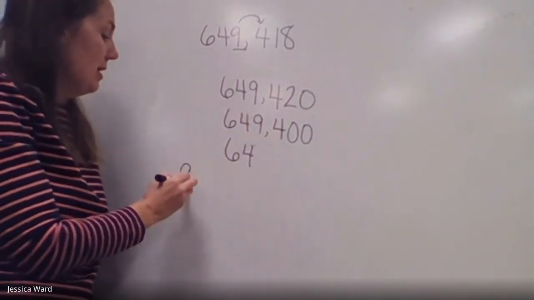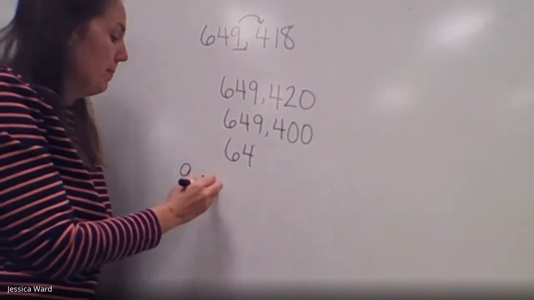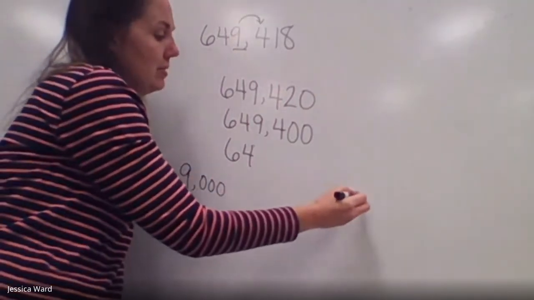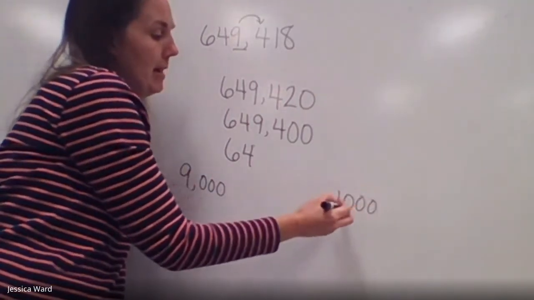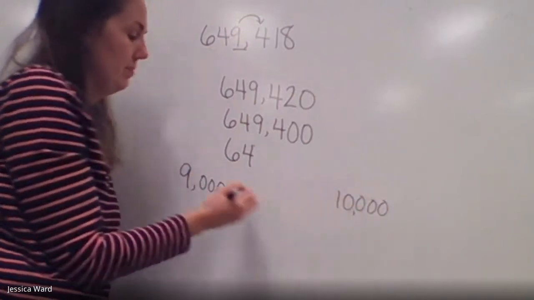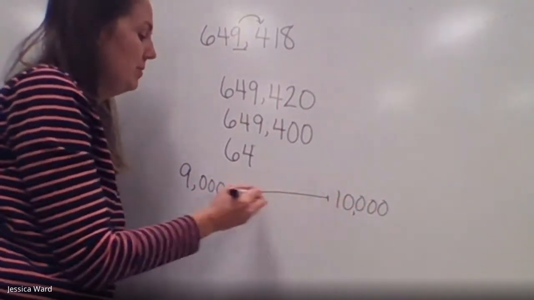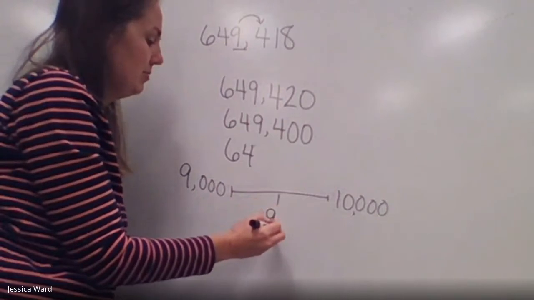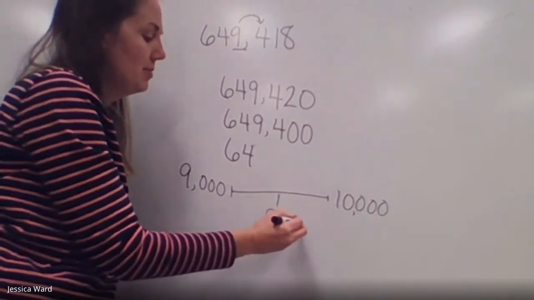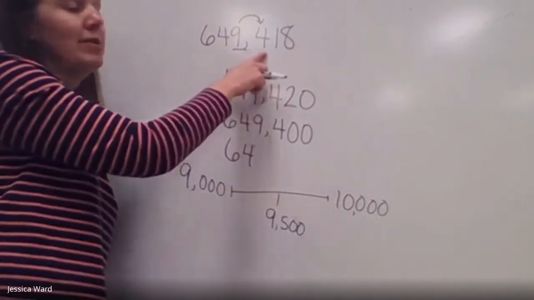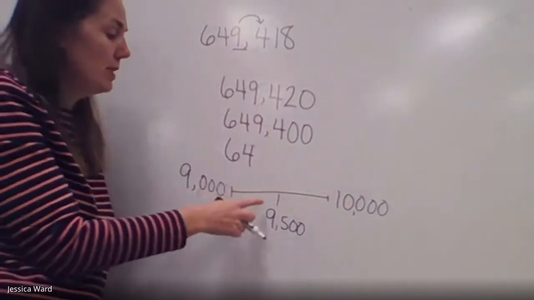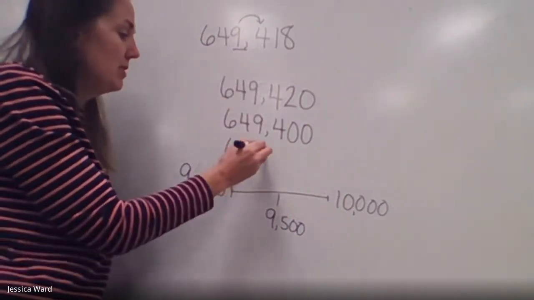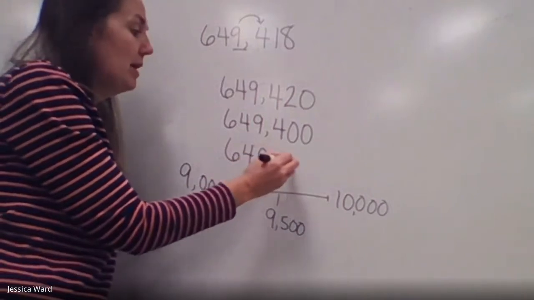So if I had 9,000 and 10,000 as my numbers that they would fall between, I would have 9,500 as my halfway point. I have 9,400, close but no cigar. We're going to round down to 9,000.